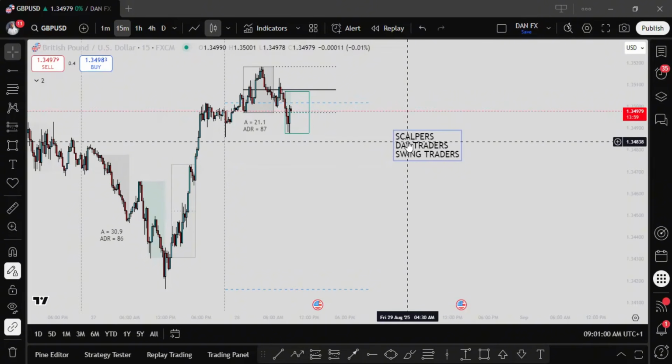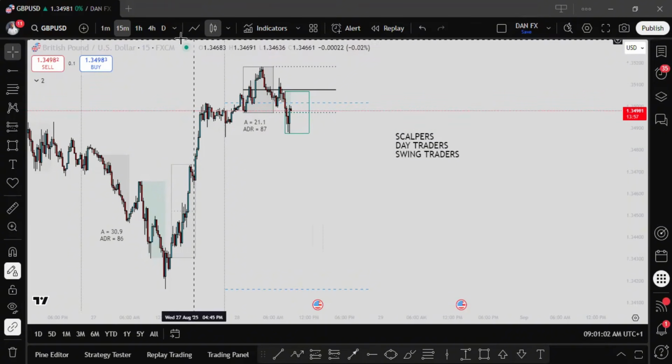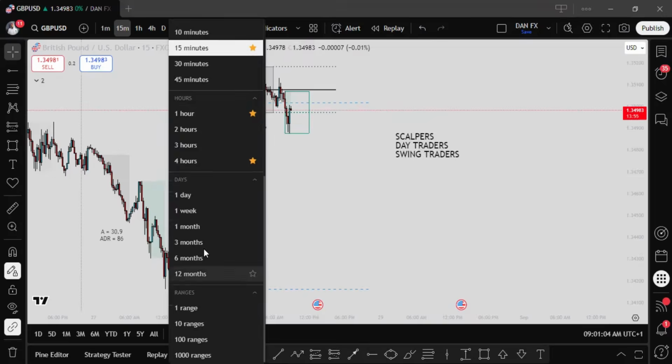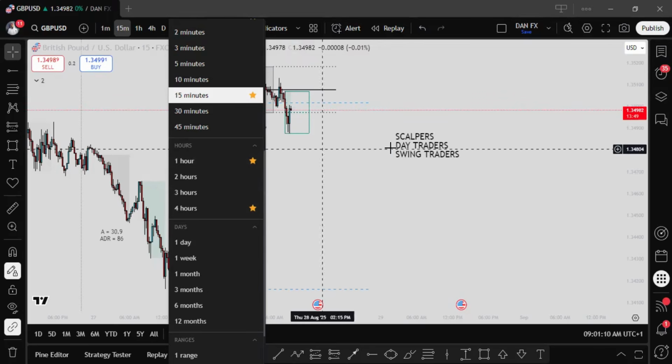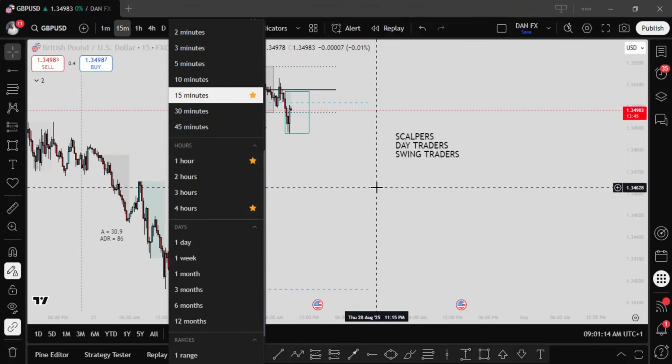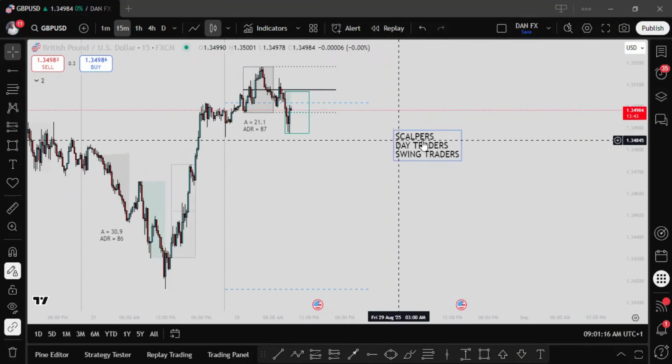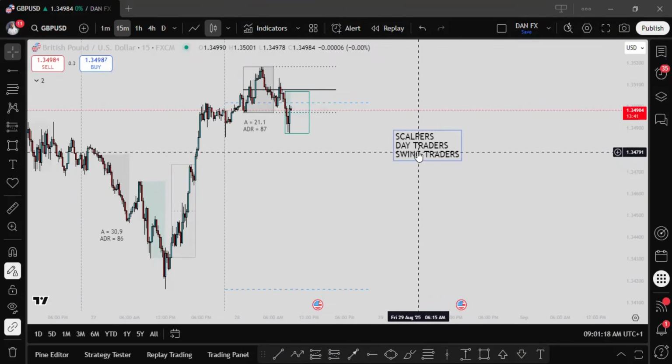Well, scalpers, if you're a scalper, you have no business on the daily time frame. You have no business on the 4 hour time frame. I think the max you can go for a scalper is the 1 hour. That's the max you can go. So it depends on what type of trader you are. Are you a scalper? Are you a day trader or are you a swing trader?